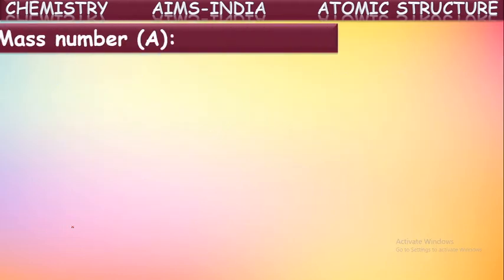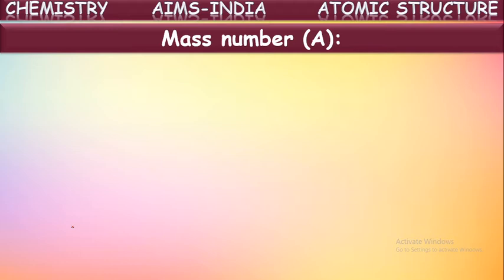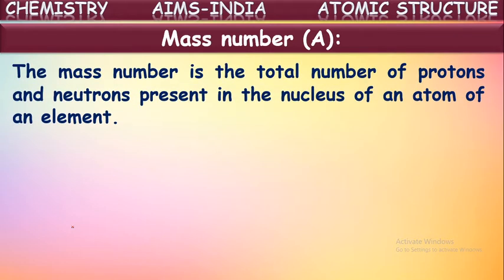Next, mass number. It is the total number of protons and neutrons present in the nucleus of an atom. So it is called mass number. Mass number is taken as the sum of the protons and neutrons. The total number of protons and neutrons present in the nucleus of an atom is considered as its mass number.